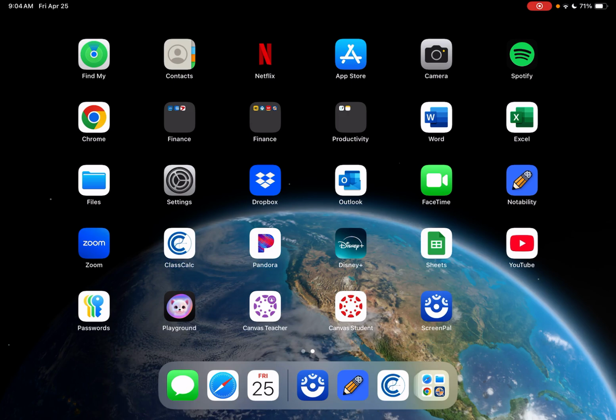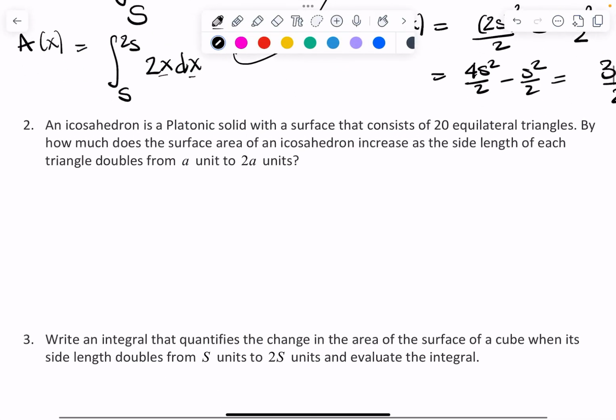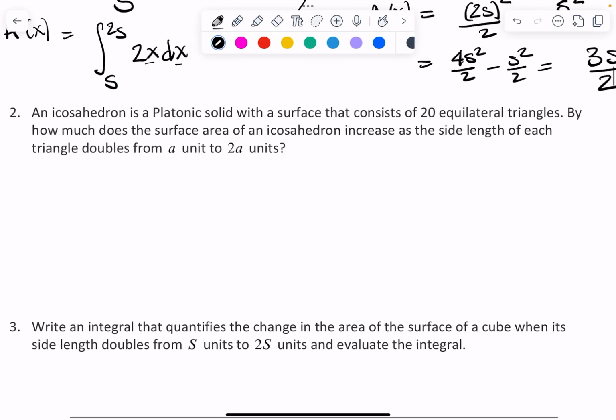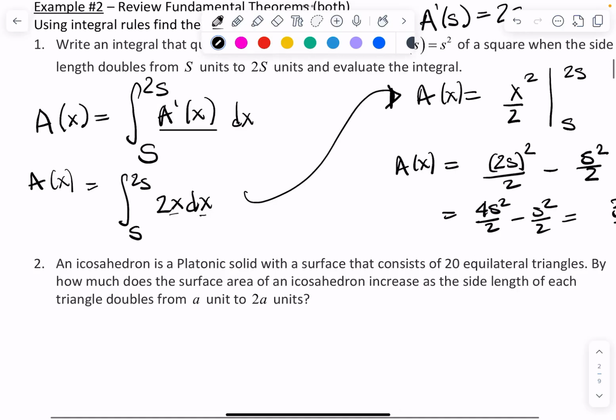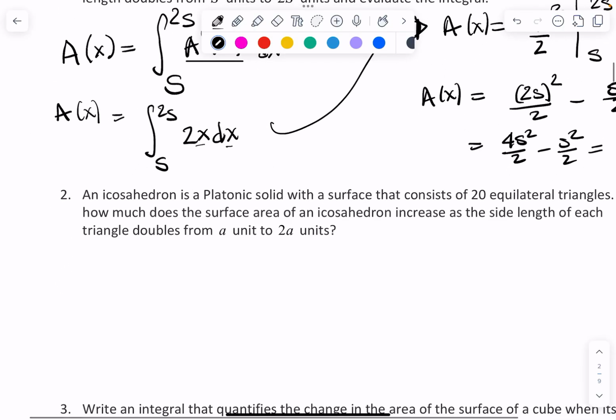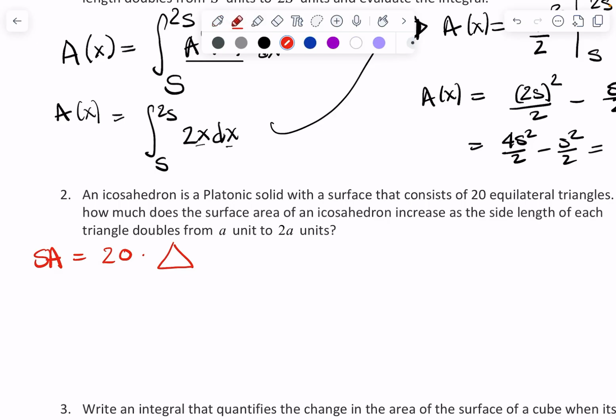All right. So let's go back to increasing the surface area. This time is a little different because we're not going to do area, we're going to do surface area. So first I have to come up with my surface area formula. What's my surface area going to be? It's going to be 20 times the area of each triangle. Do we agree? Hope you agree.